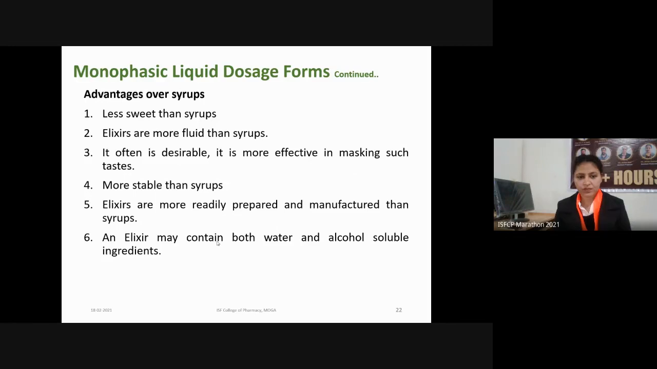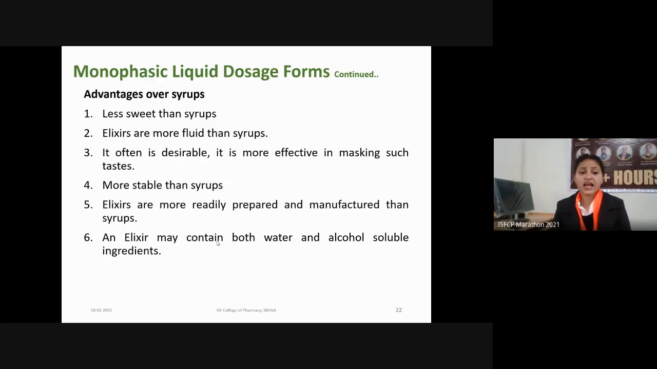The third advantage of elixirs over syrup is that they are often more desirable. Elixirs are more effective in masking bitter taste, more effective in masking foul odors, and more effective in masking the taste of formulations than syrups.